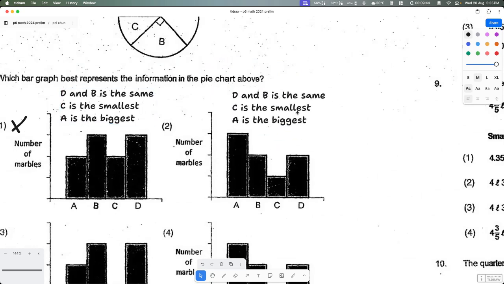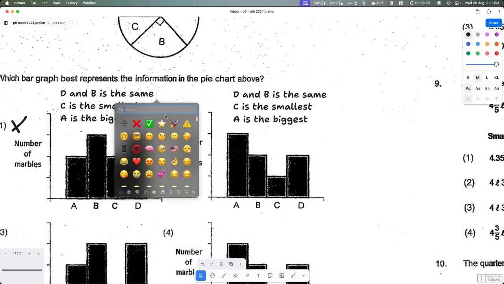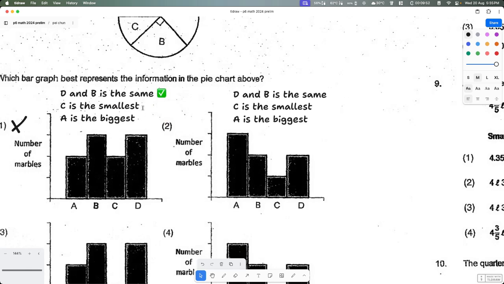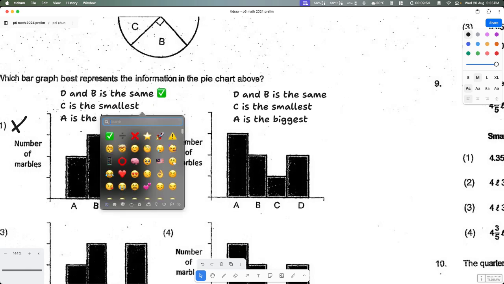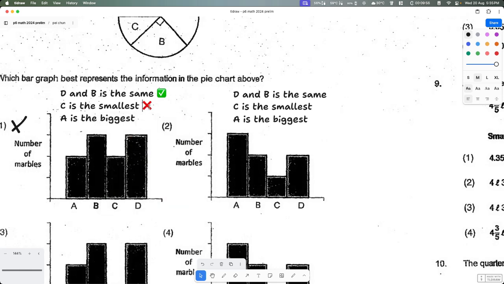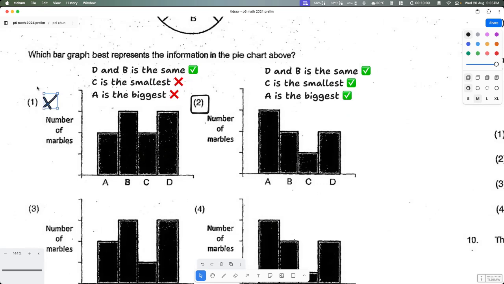Okay, so D and B is the same. All right, so I'll just put a tick, right? This C is the smallest. This one is cross. Okay, then A is the biggest. Then it's also cross. Okay, for D is the same. Yes. C is the smallest. Yes. A is the biggest. Yes. So this is option number 2 lah. Okay, let's go to the other one as well.